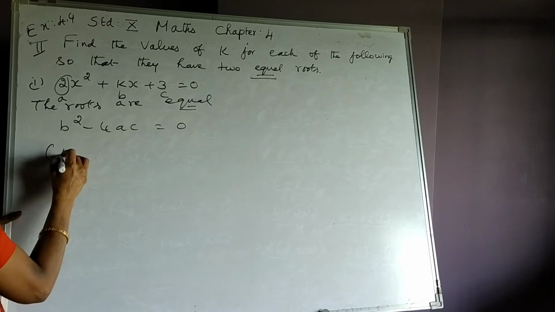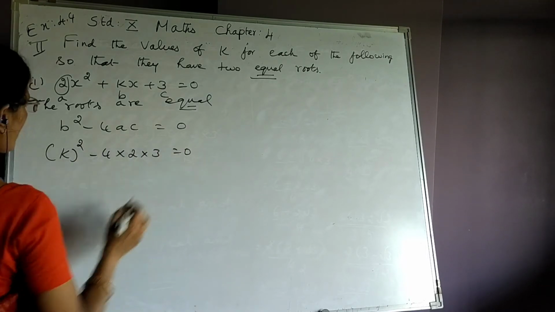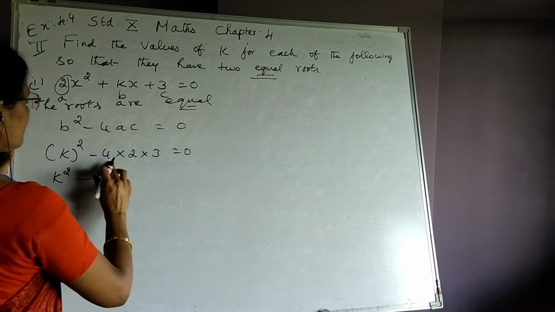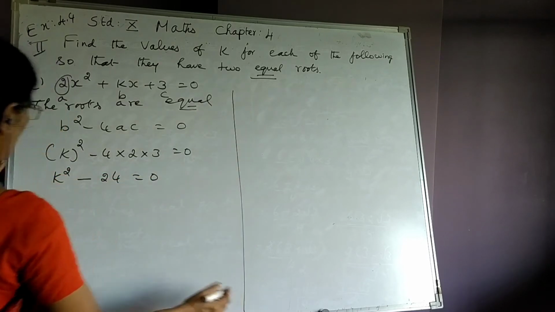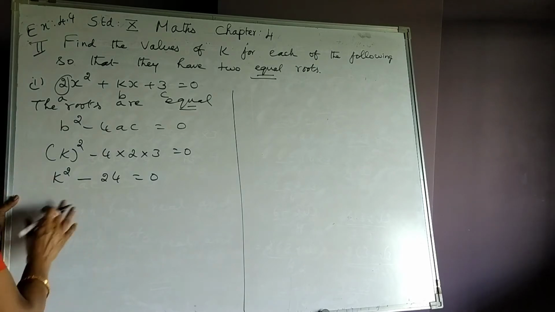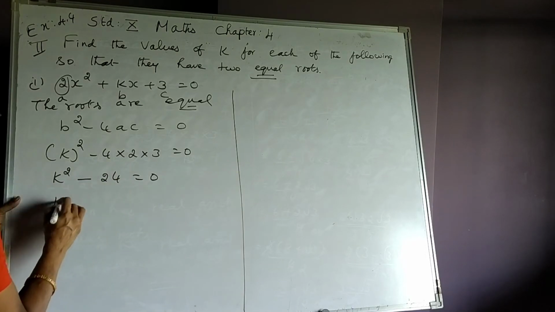Substituting, we'll get K square minus 4 into 2 into 3 equal to 0. So K square minus 24 equal to what? Equal to 0. This can be factorized using a square minus b square also. Otherwise, we can use the quadratic formula. According to our convenience, we can split.